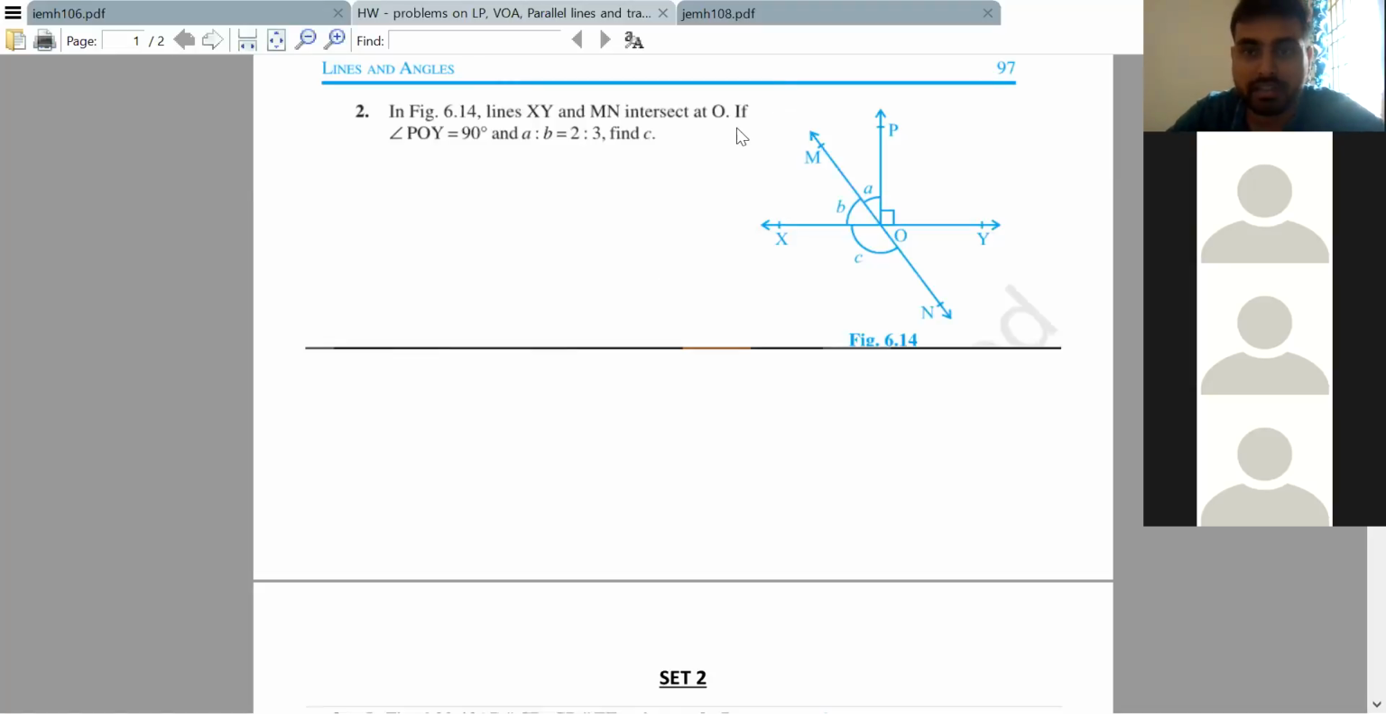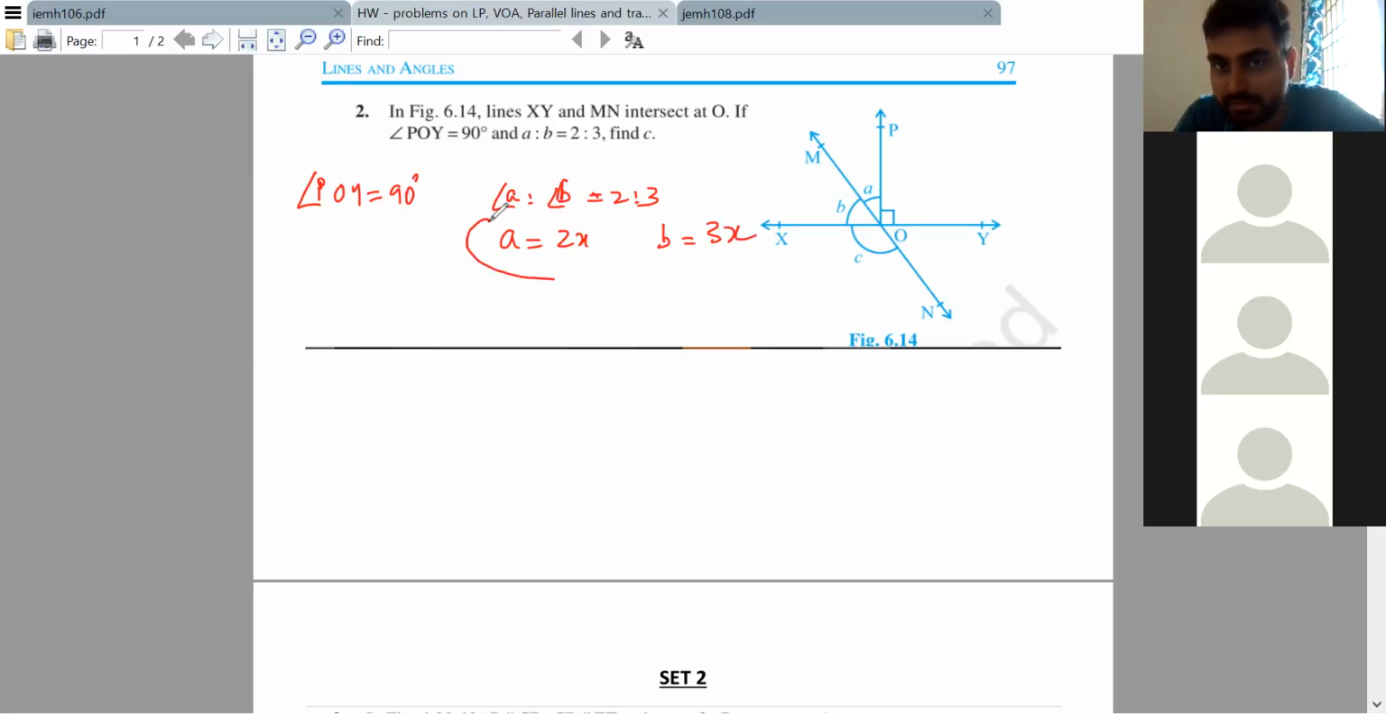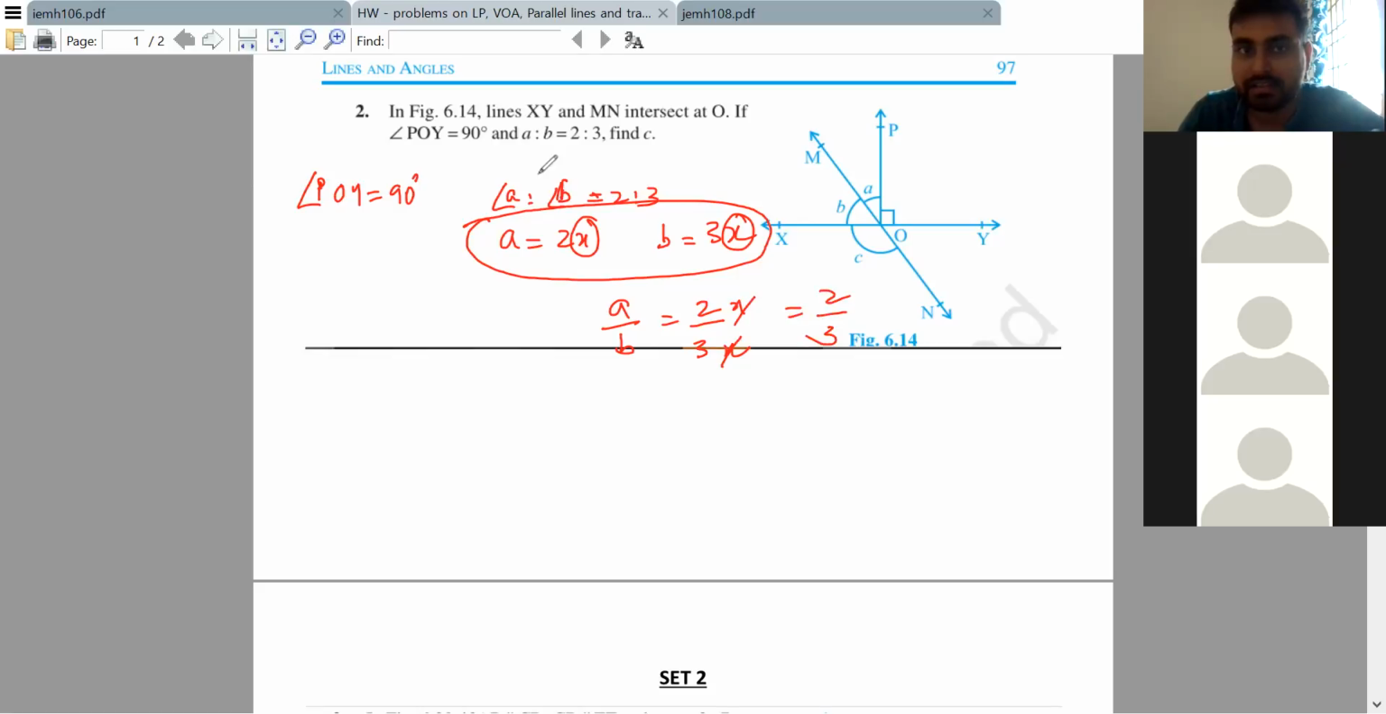Nazreen, I think you missed this part, but Sumaya was saying, angle POY is 90 degrees. Angle A is to angle B is equal to 2:3, right? So Sumaya said we'll take A as 2x and B as 3x. Is this clear to you, Nazreen, why we take it like this? Yes, sir. And you understand, whatever x is, that will get cancelled when I do A by B. So the ratio will come to be 2:3. That's my original reason.